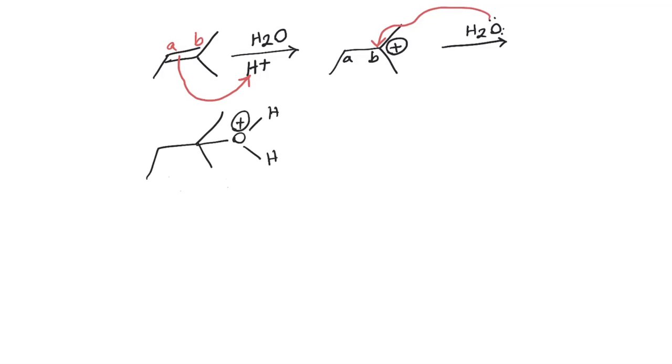Are we done here? No, we cannot have oxygen with 3 bonds and a positive charge. It's not stable. So another H2O molecule will remove this hydrogen. So the last step is a proton transfer. And this is the final product. Final product of Markovnikov addition. This is the final major product.